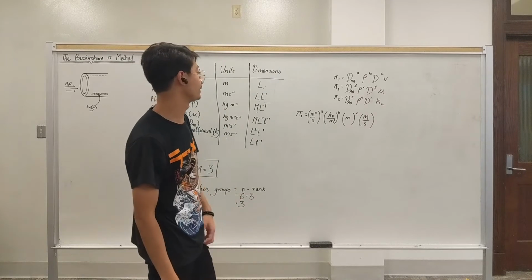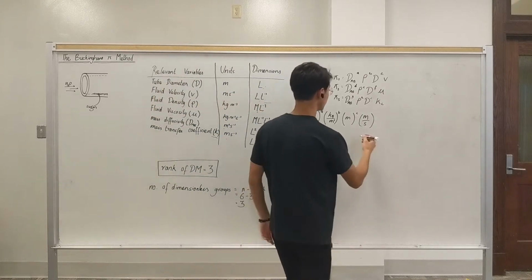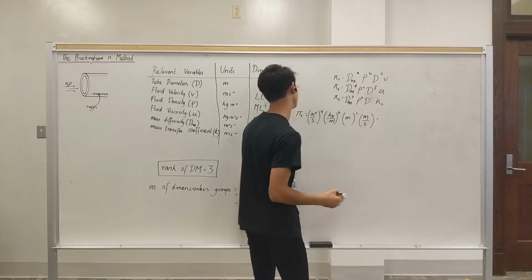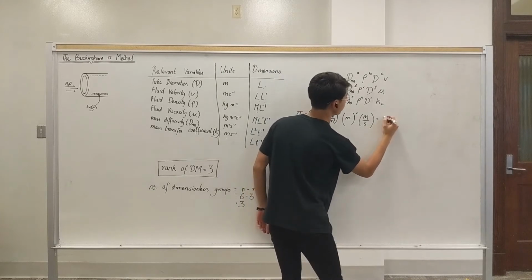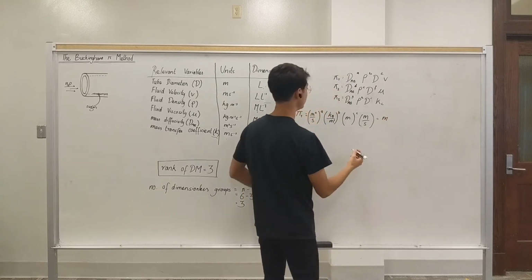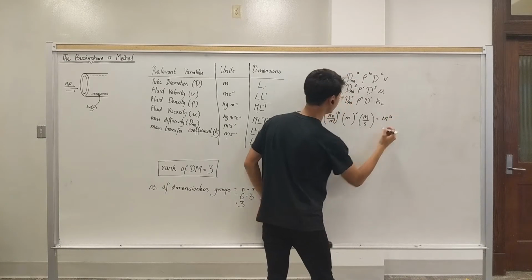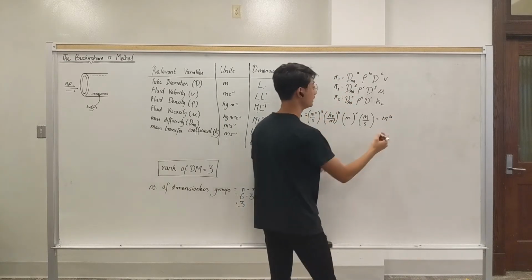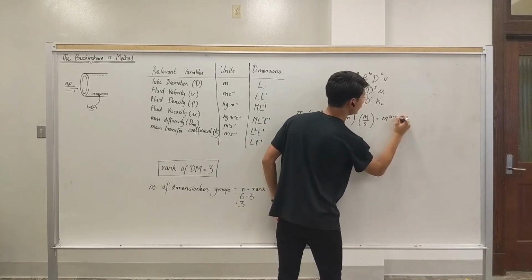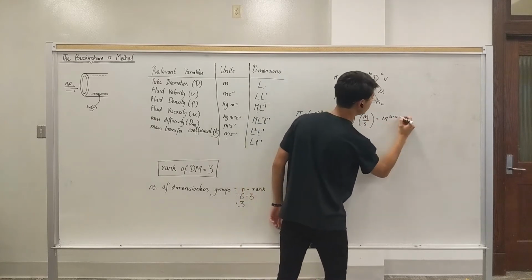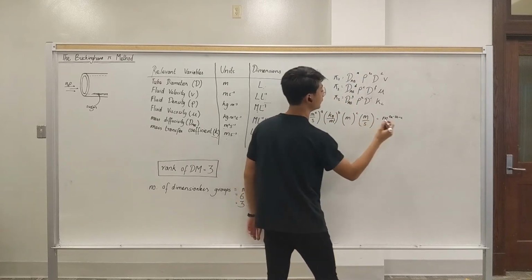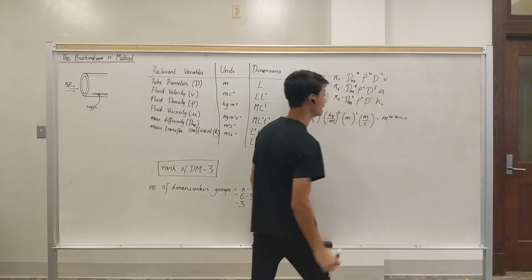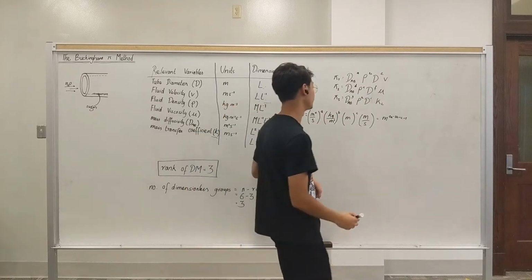Okay, so you have that. And so let's go ahead and combine all the variables right away. So that's meters is going to be raised to the power of 2a minus 3b plus c plus 1. So that's meter. And then let's take a look at kilogram.